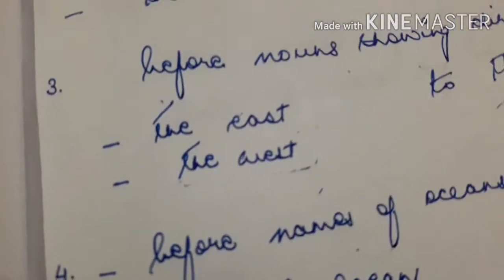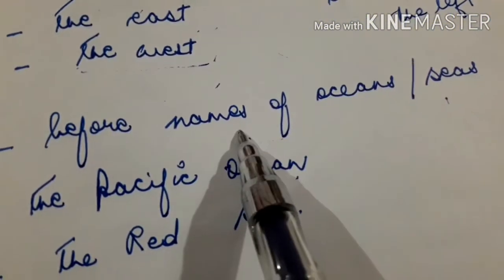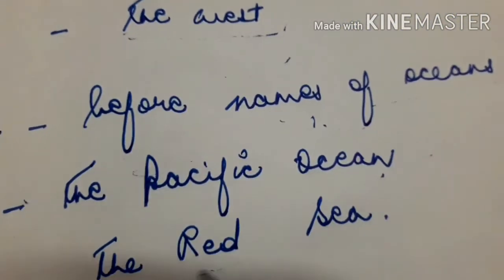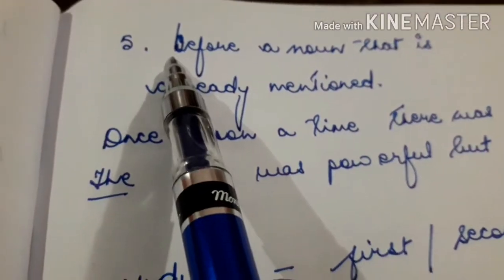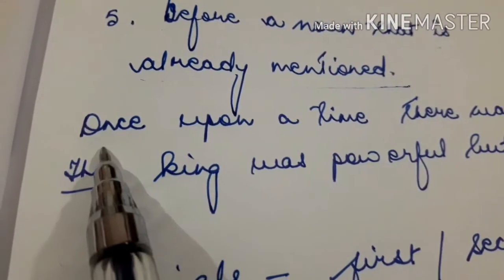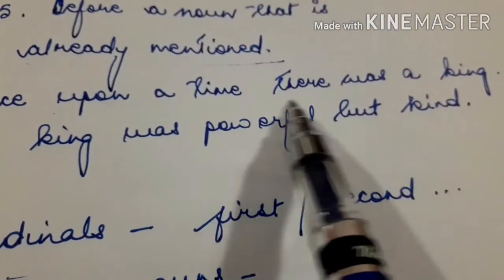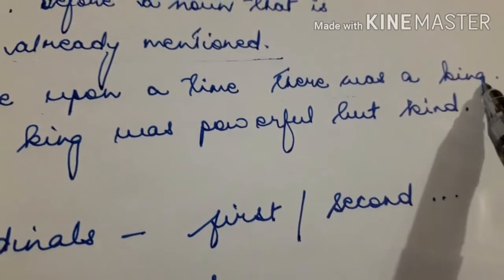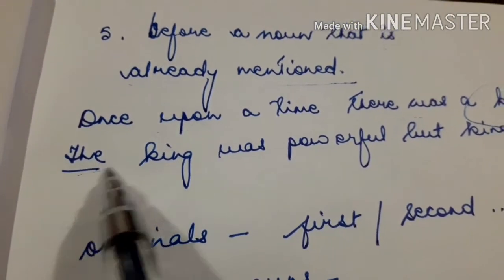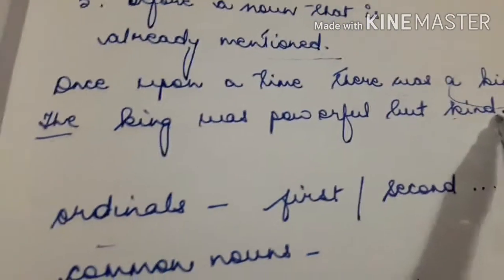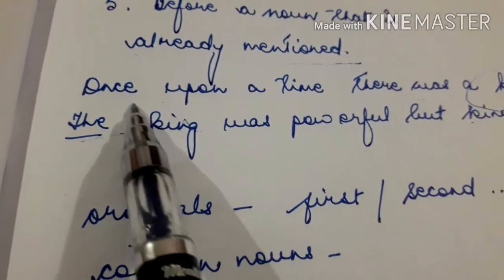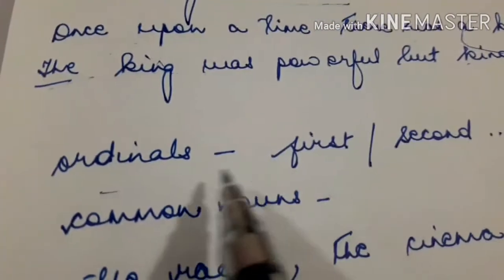Now, the can also be used before names of oceans or seas, like the Pacific Ocean, the Red Sea. It can also be used before a noun that is already mentioned. For example, when you say in the first line, once upon a time there was a king, and you want to mention the king again, then you don't have to use a, but the king was powerful but kind. So I have used the definite article the before king because it has already been mentioned in the first line.